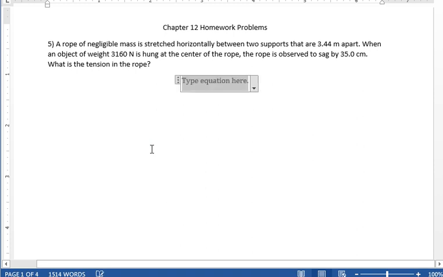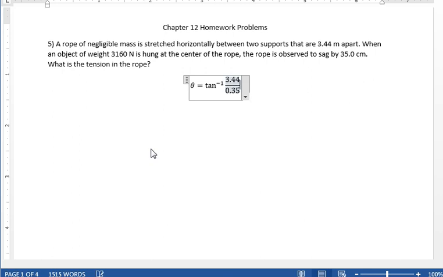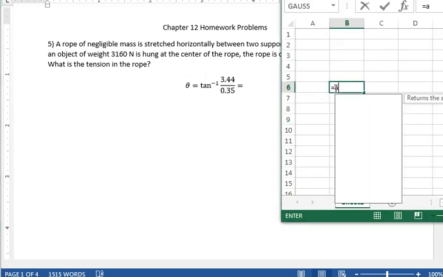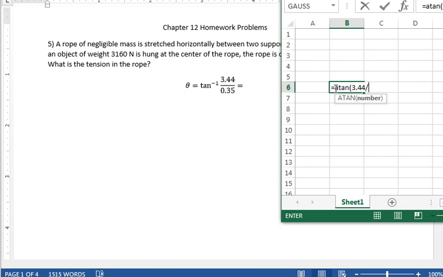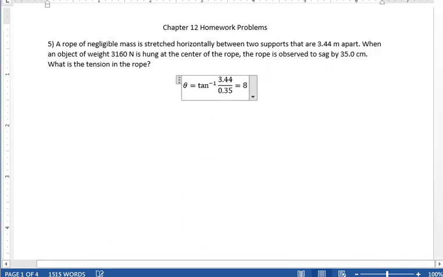All right, so the angle that the rope is at with respect to the vertical there is inverse tangent of 3.44 divided by 0.35. All right, so let's get a tan 3.44 divided by 0.35, and now we need to convert that to degrees. 84 degrees, 84.2 degrees.